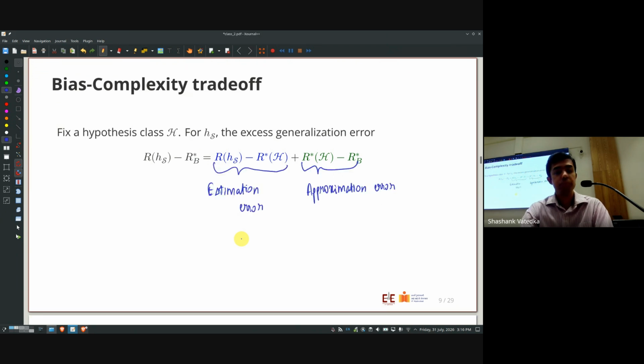So this R star of H for the hypothesis class can be written as R star of the concept class. If it's a concept class, then R star of H is equal to R star. If you're in the realizable setting, then the approximation error is exactly equal to 0. So the approximation error is the penalty that you have to pay for not choosing the hypothesis class equal to the concept class, or if there is additional randomness left over.